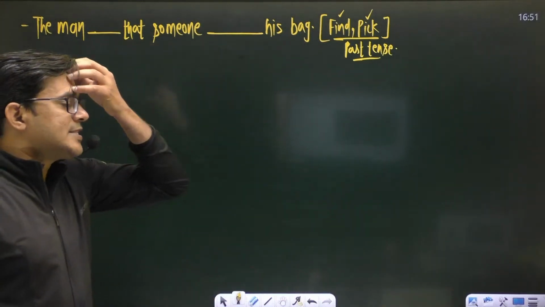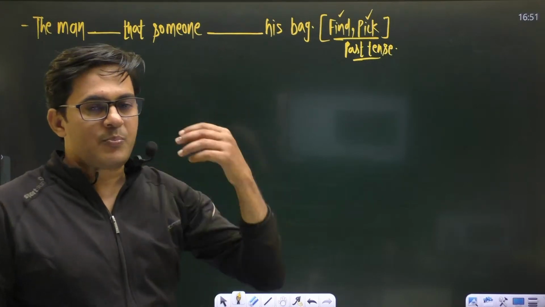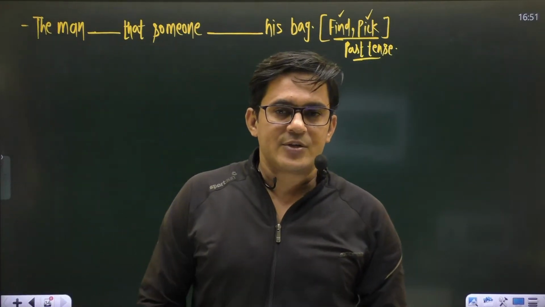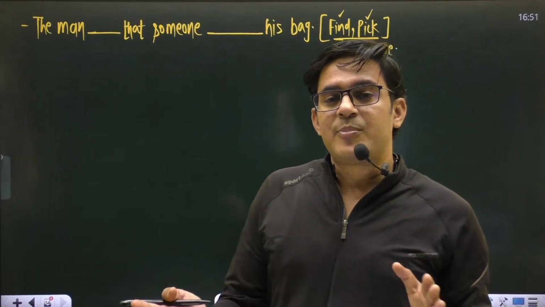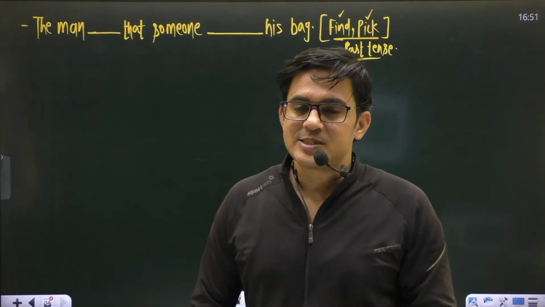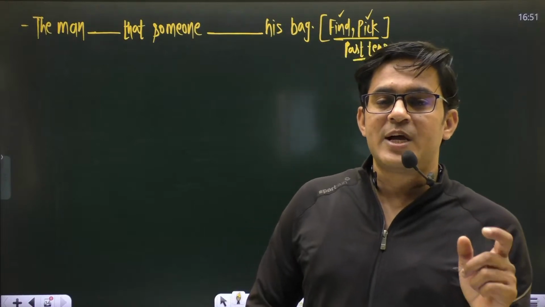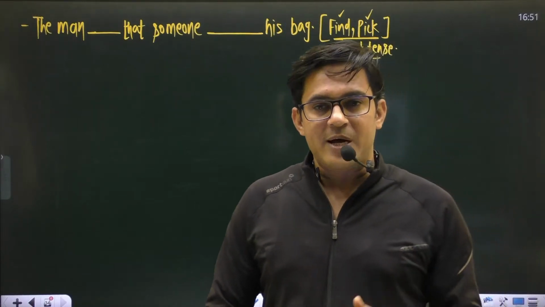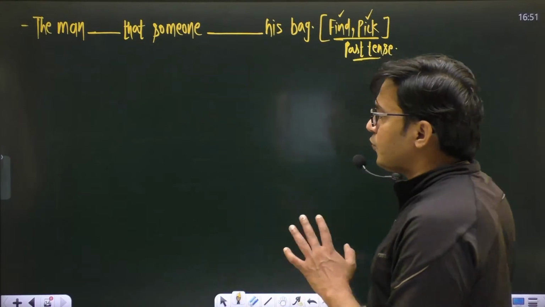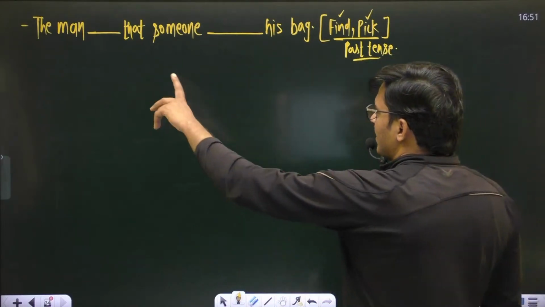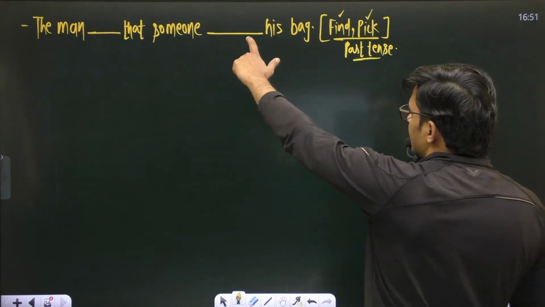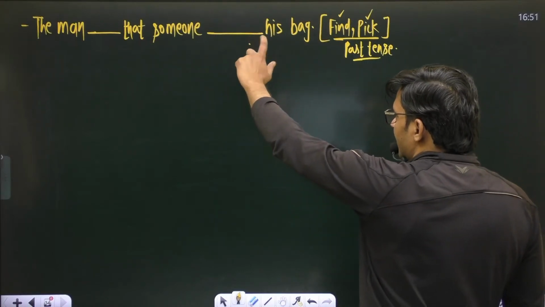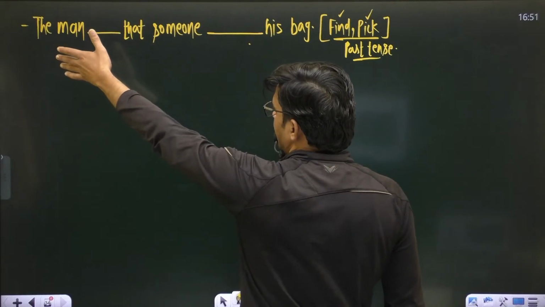Make sure, as I said, if two different actions happen in past tense, what happened earlier demands past perfect tense, and the action which happens later comes under past indefinite tense. In the sentence, the man found that someone picked his bag. So picking the bag will happen earlier, and after that the man came to know.